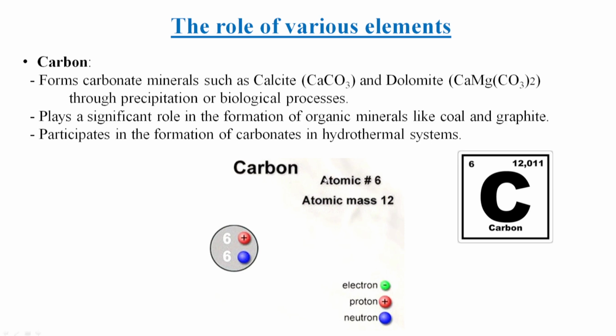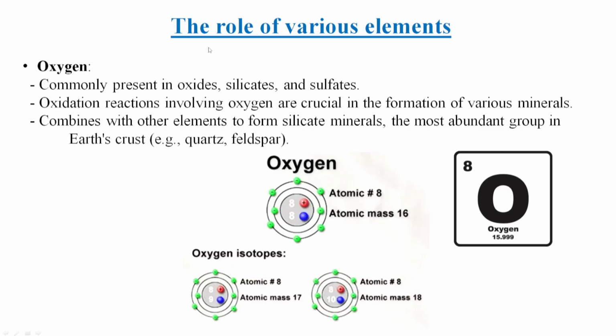So carbon, you can see, has an atomic number of 6 with an atomic mass of 12. Here also you have 6 protons and 6 neutrons that make up the atomic mass of 12 with the atomic number 6. So carbon, like hydrogen, also plays a significant role in the formation of various minerals.